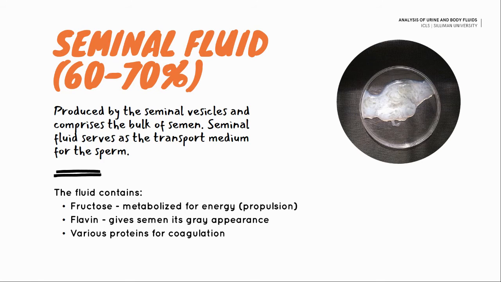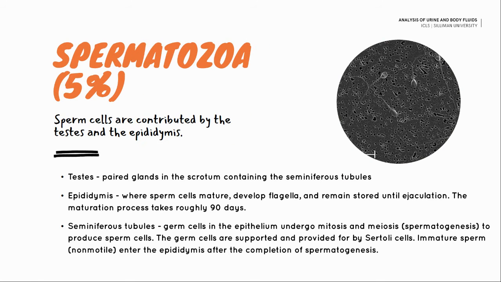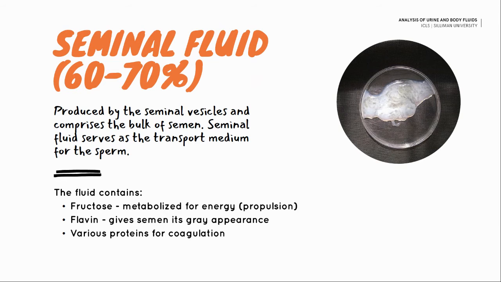Again, that is the life cycle of spermatogenesis. So again, spermatogonium, then primary spermatocyte, secondary spermatocyte, then spermatid, then lastly, spermatozoon or spermatozoa.